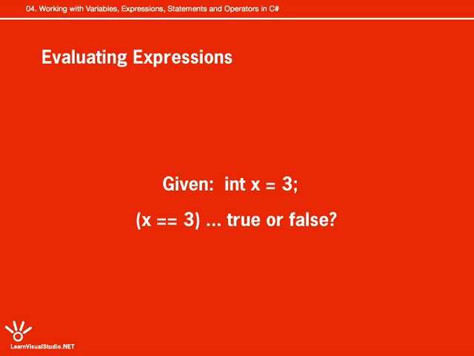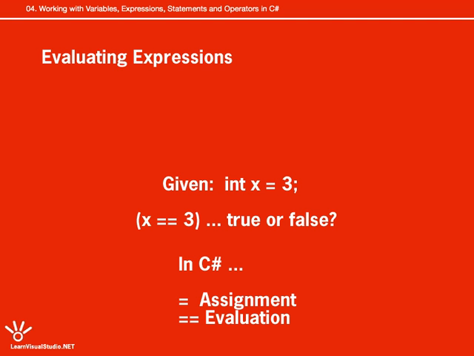Okay, let's go on to the next one. Given that integer x equals 3, x == 3, true or false? Well, that is true. Now let me explain some of the operators that are being used here. A single equal sign is used for assignment. A double equal sign is used for evaluation. Another way to think about it is that a single equal sign is used for telling. I am telling x to store the value 3. A double equal sign is used for asking. I'm asking whether or not the value of x equals 3.